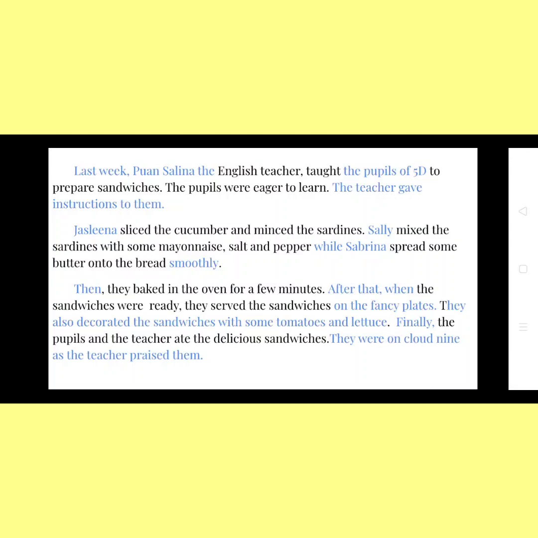Then they baked in the oven for a few minutes. After that, when the sandwiches were ready, they served the sandwiches on the fancy plates. They also decorated the sandwiches with some tomatoes and lettuce. Finally, the pupils and the teacher ate the delicious sandwiches. They were on cloud 9 as the teacher praised them.